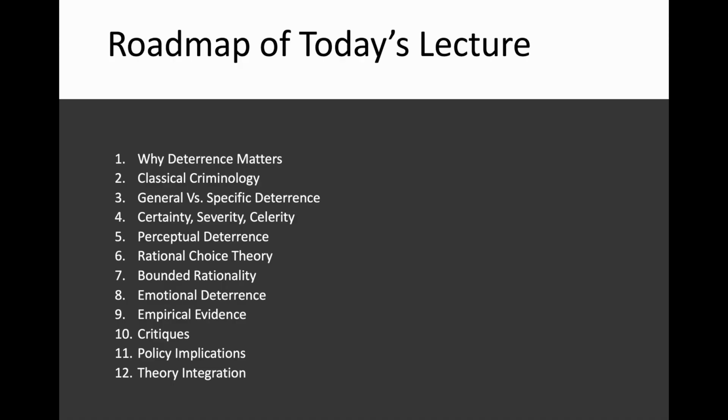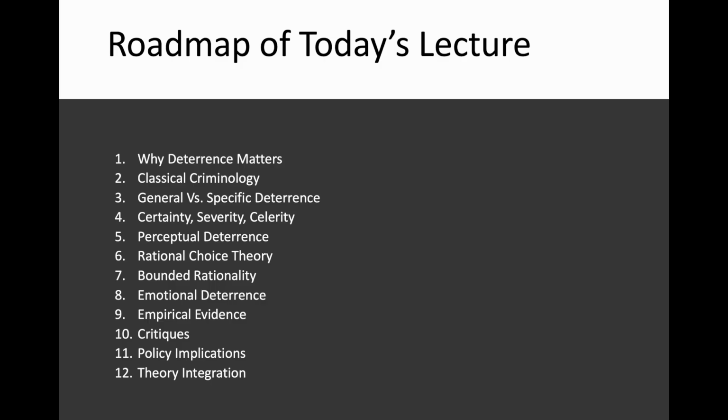Fifth, we will examine the difference between objective deterrence and perceptual deterrence. This distinction is crucial because people don't always respond directly to the actual probability of punishment. They respond to what they think the probability of punishment is. People don't always know the laws. Sixth, we'll be moving into rational choice theory. Rational choice theory is related to deterrence theory, but it's not exactly the same thing. Deterrence focuses heavily on punishment, and rational choice theory focuses more broadly on decision-making, opportunity, effort, reward, and risk.